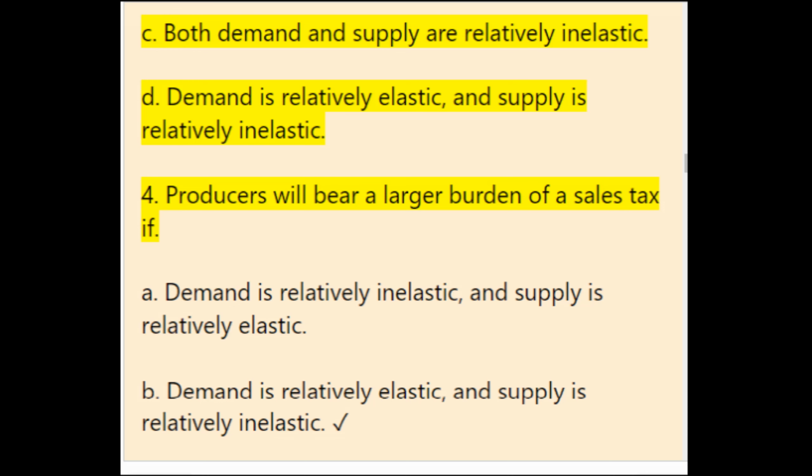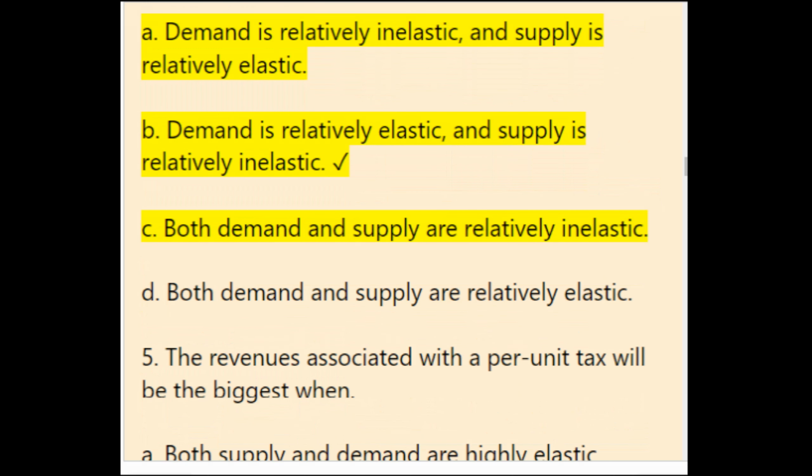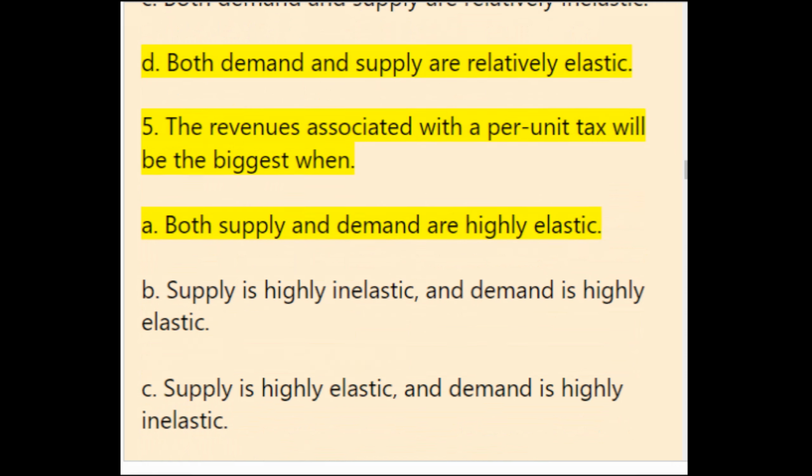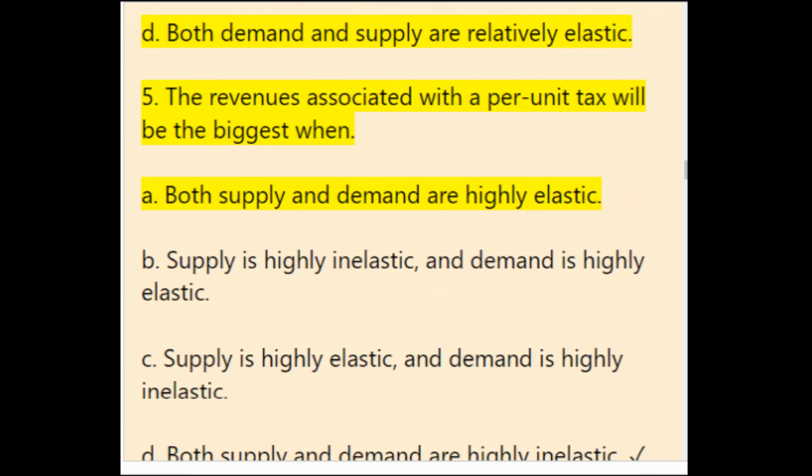4. Producers will bear a larger burden of a sales tax if A. Demand is relatively inelastic, and supply is relatively elastic. B. Demand is relatively elastic, and supply is relatively inelastic. C. Both demand and supply are relatively inelastic. D. Both demand and supply are relatively elastic.